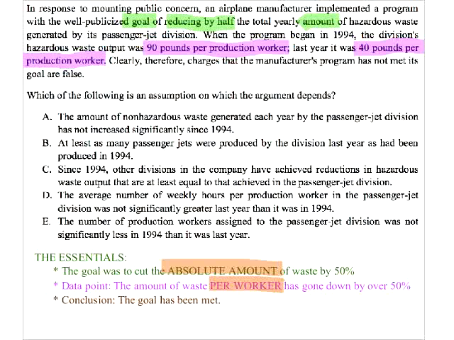So these are the same thing as percentages and numbers, like percents and numbers, these statistics don't comport with each other.